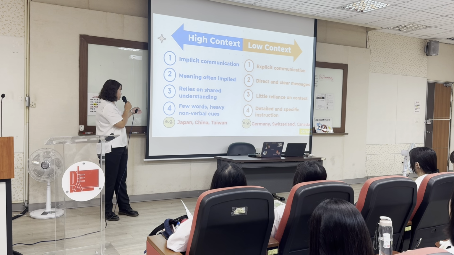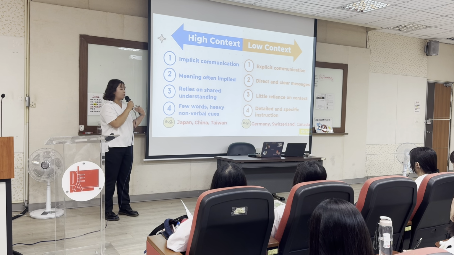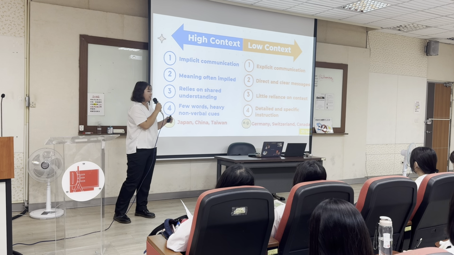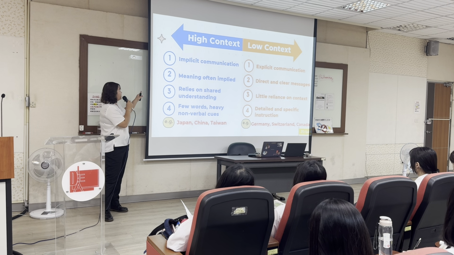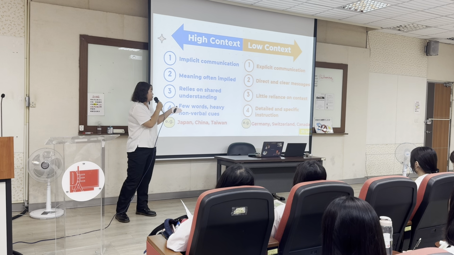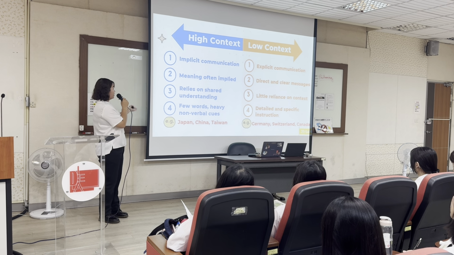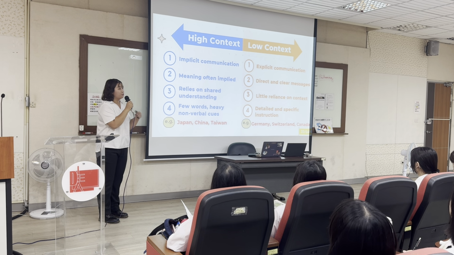The fourth one is in high context culture, it's few words with non-verbal cues. But in low context culture, it's always detailed and specific instruction. And let's take a look at the countries. In high context culture, there are Japan, China, and Taiwan. Taiwan is also high context culture. But in low context culture, the countries are Germany, Switzerland, and Canada. So as you can see from the graphic, I will ask you two little questions to let you know more better and better.